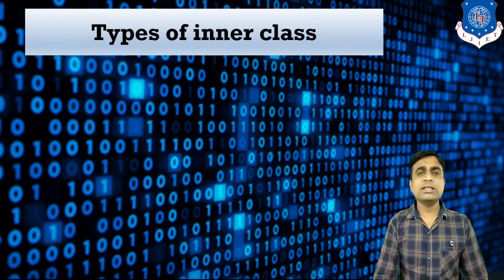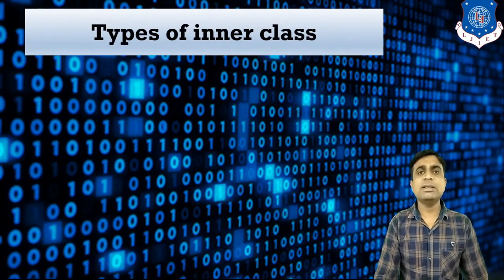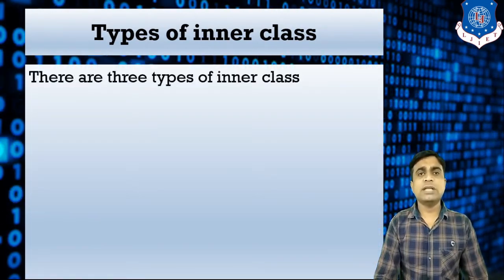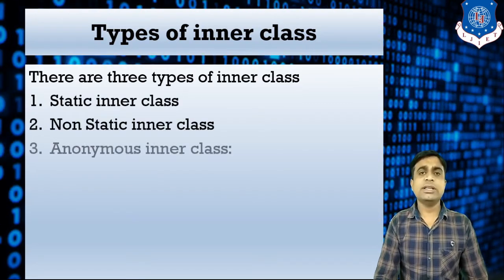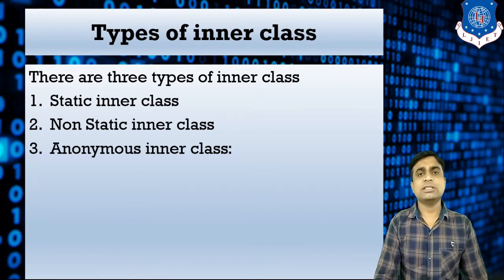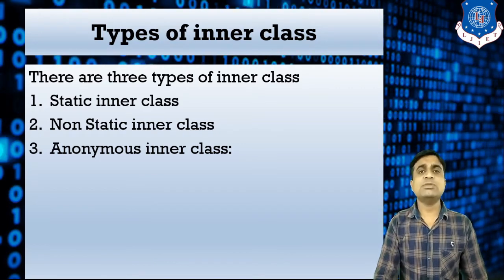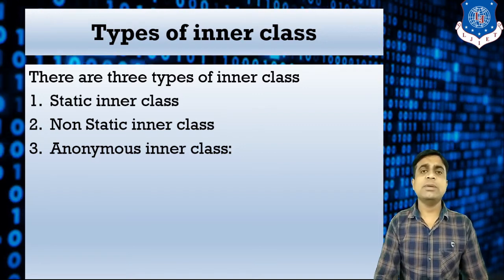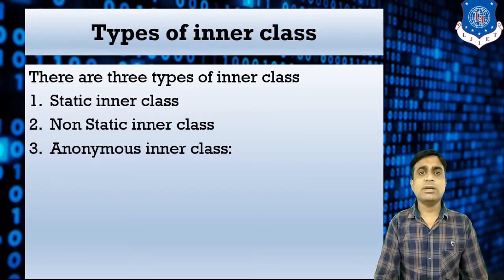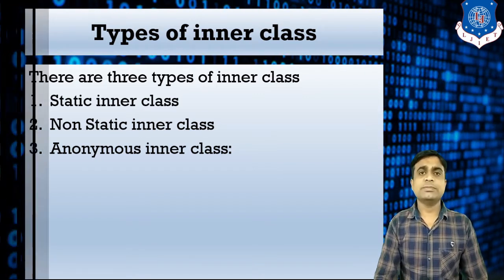So first of all, what are the different types of inner class available in Java? The first one is the static inner class, then the non-static inner class, and the anonymous inner class. These are the three types of inner class. I will explain all three with live programming. So without wasting so much time, let's start the programming.